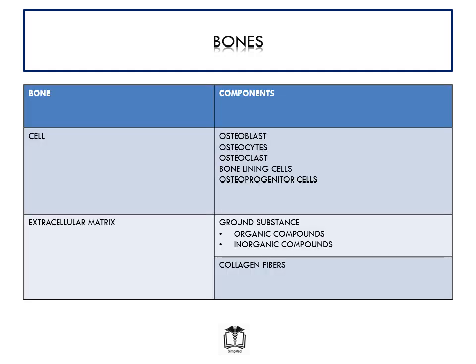So, talking about the different components and breaking it down further, the cells found within bones are divided into five major types. We have the osteoblast, the osteocyte, the osteoclast, the bone lining cells, and the osteoprogenitor cells. The extracellular matrix would also be divided into different forms. We have the ground substance having organic compounds and inorganic compounds. The inorganic compounds are what we talk about when talking about the mineralized form. And then we have collagen fibers being the major extracellular fibers in a bone.